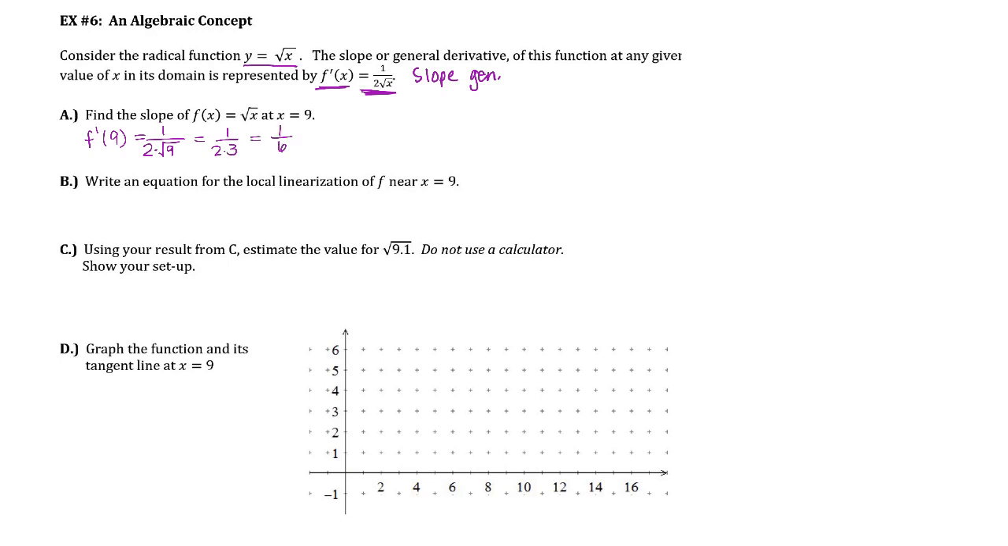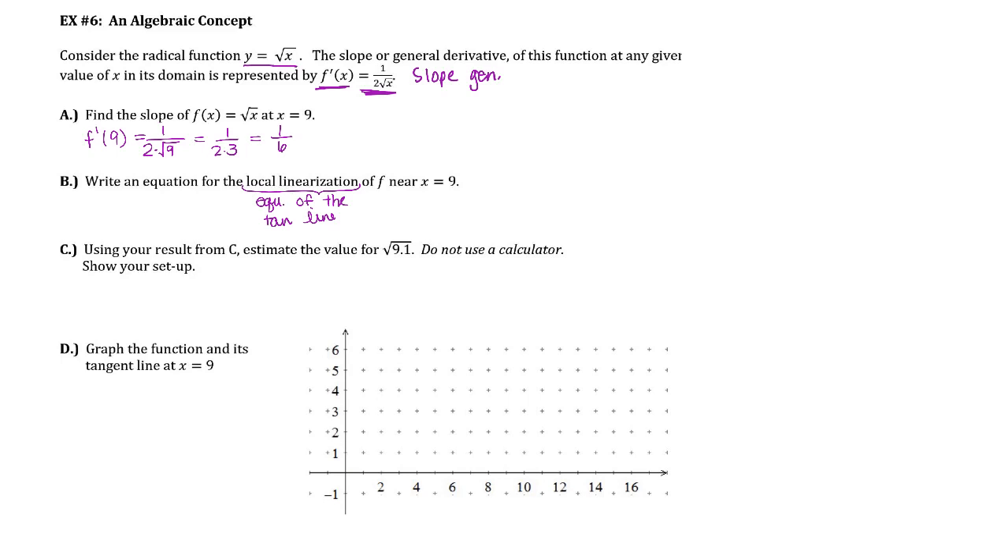And then it tells us to write an equation for the local linearization of f at 9. So what that means is just writing the equation of the tangent line. So that wording is really strange here. So let's go ahead and say, okay, that means that I need the equation of the tangent line. That way we can go ahead and distinguish very quickly what it's asking us to do.